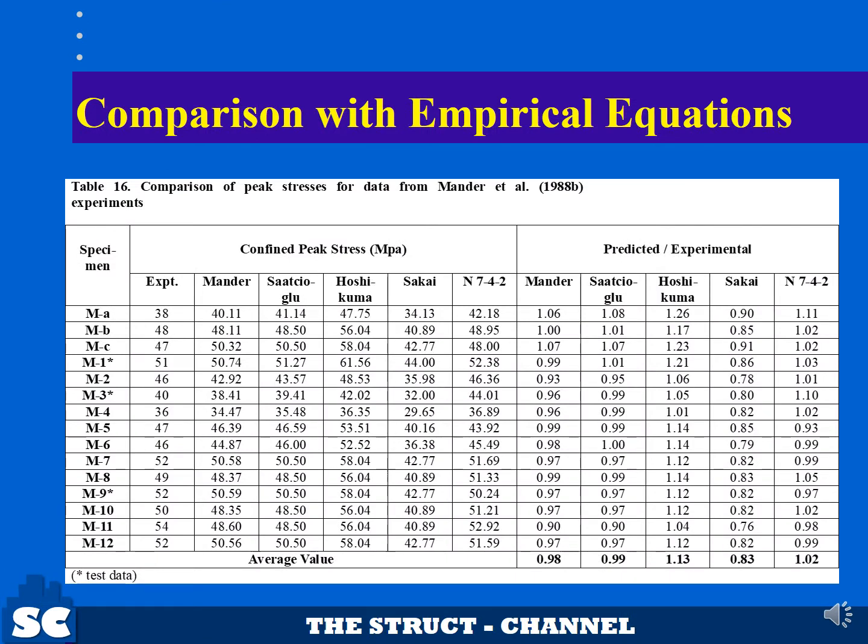Here is a comparison of the predictions for the confined peak stress for the empirical models and the ANN model. The ANN model has an average ratio of 1.02, compared to 0.83 to 0.99 for the empirical models.